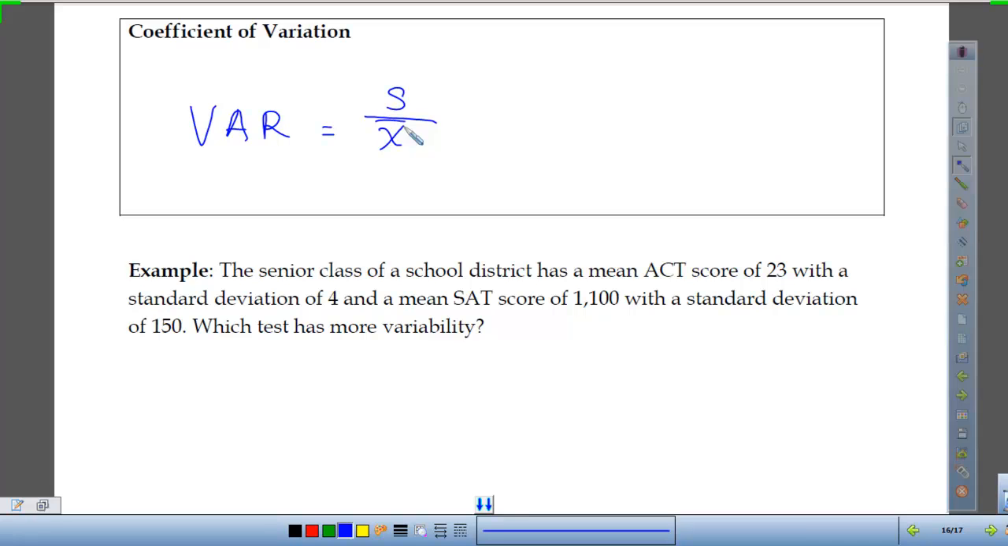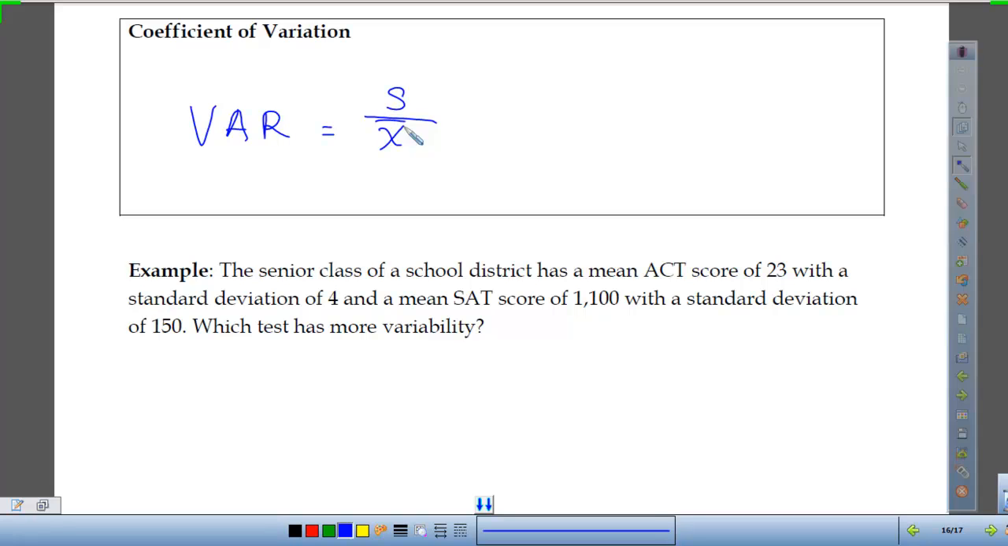So how does that work? The senior class of a school district has a mean ACT score of 23 with a standard deviation of 4 and a mean SAT score of 1,100 with a standard deviation of 150. Which test has more variability? Well, they're very different tests, right? What's the max score you can get on ACT? Like 24, 25? Something like that? SAT, depending on when you took it, 1,600. I think maybe it's up to 2,400 now. There were 3 parts or something. They're very different. That's the point.